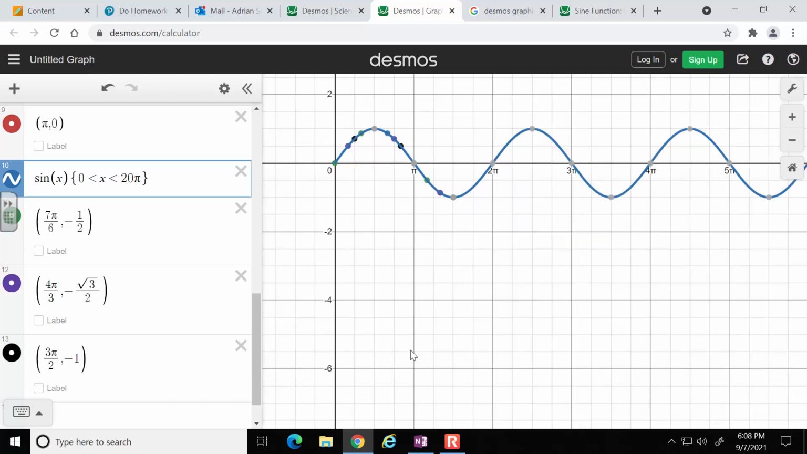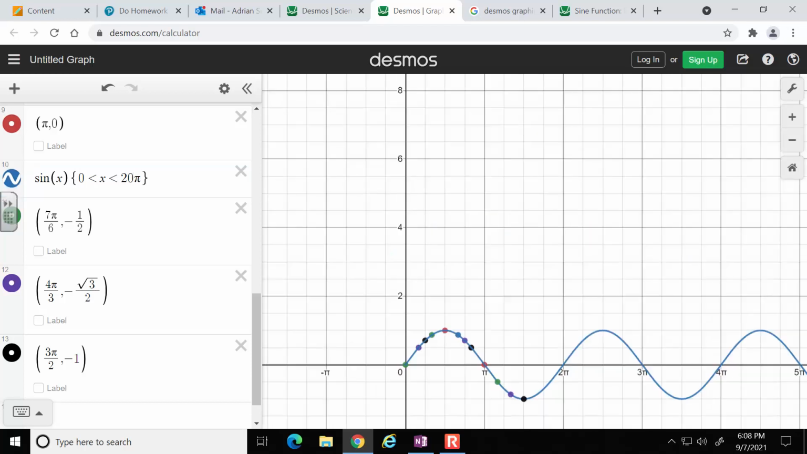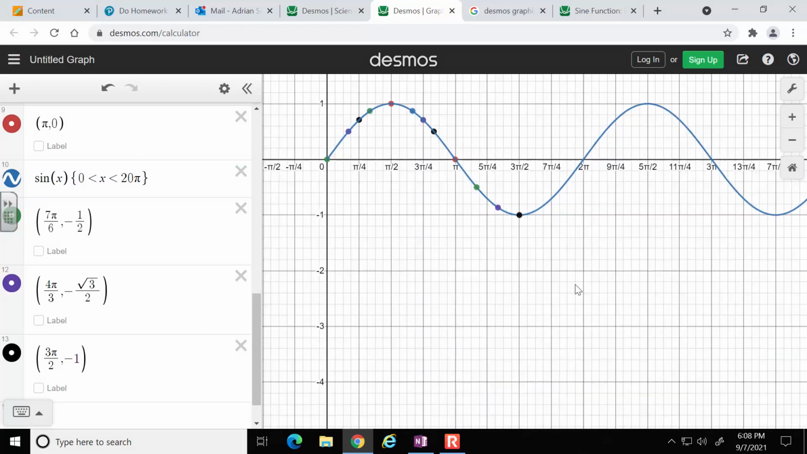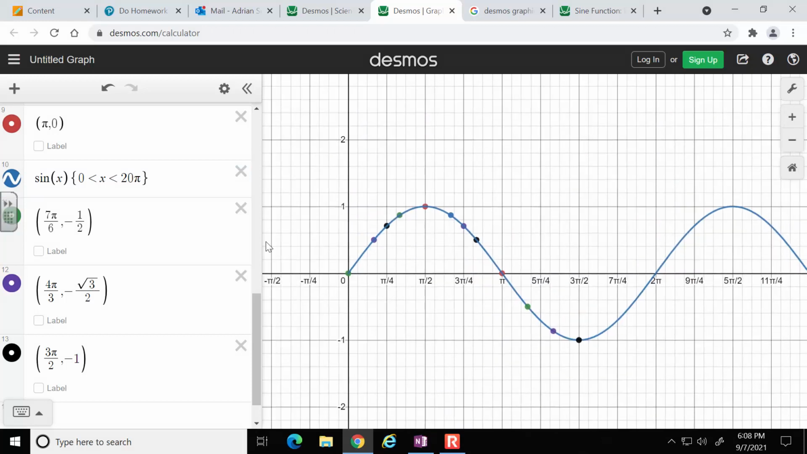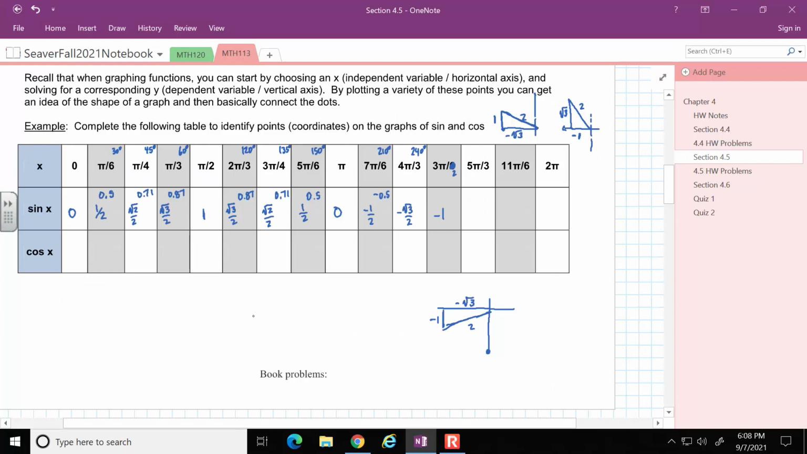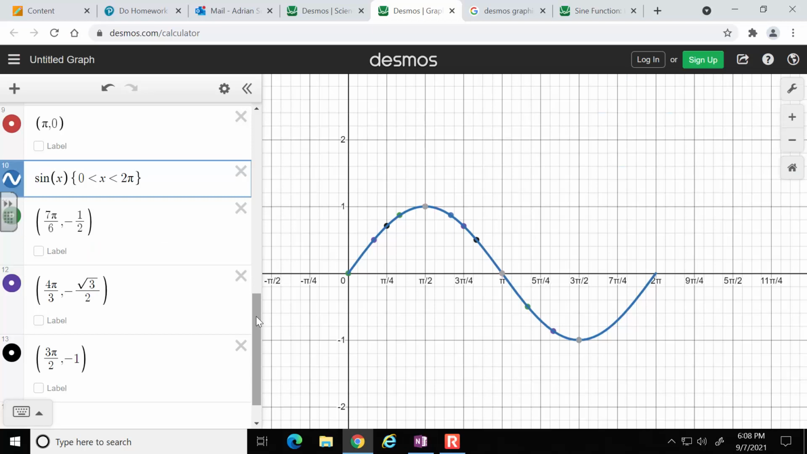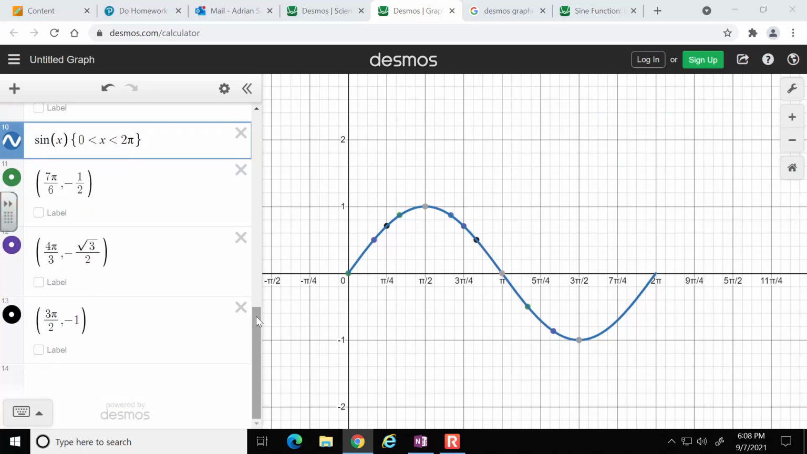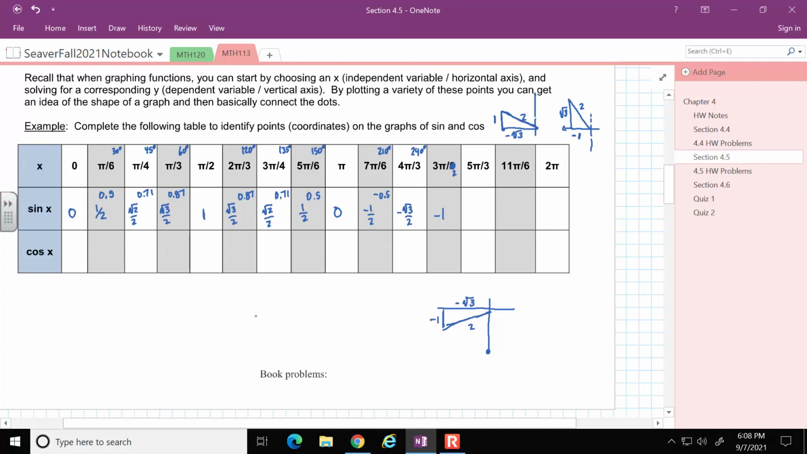So that being said, we know some characteristics, hopefully, of a basic sine function. I'm just going to focus right now between 0 and 2 pi. So here's our basic sine function. Cosine is very similar, but it's just different values.